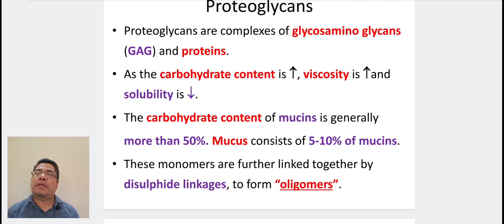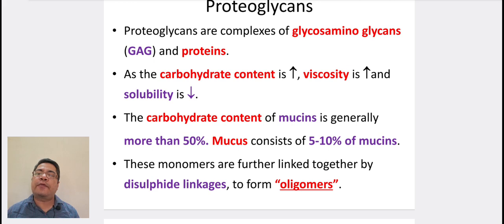Coming to proteoglycans. Proteoglycans are complexes of glycosaminoglycans and proteins. As the carbohydrate content is increased, viscosity is increased and solubility is decreased. The carbohydrate content of mucins is generally more than 50%. Mucins consist of 5 to 10% of mucins.